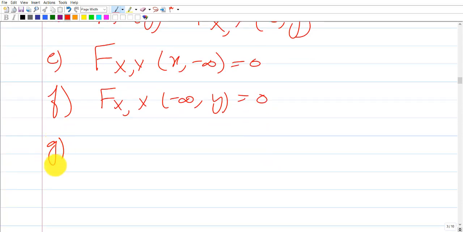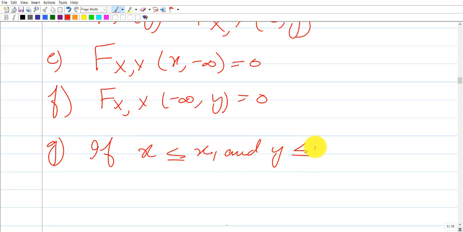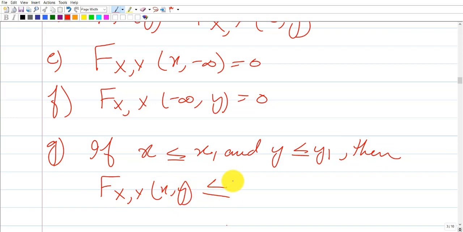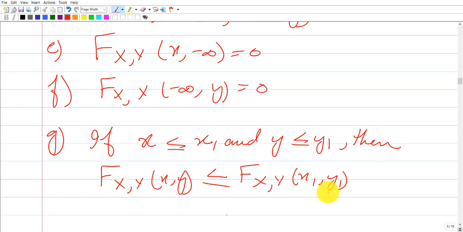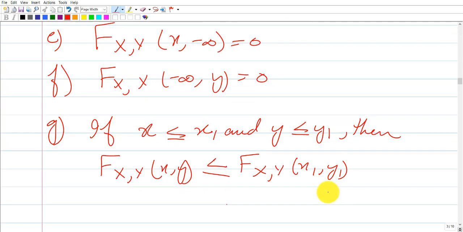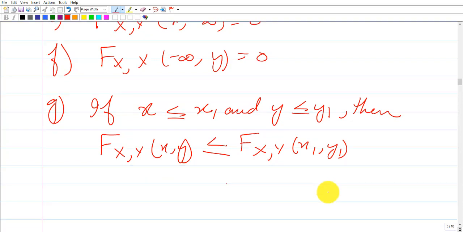And the last one says that if x is less than or equal to x1 and y is less than or equal to y1, then Fxy of x, y will be less than or equal to Fxy of x1, y1. So all these properties are almost very clear from the definition, and from what we have studied for the CDF for a single random variable.